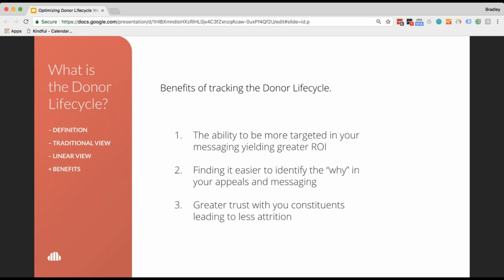And then lastly, if you're communicating better and you're sending more meaningful messaging to individuals and to donors and constituents, you would expect that you're going to get greater trust with your constituents, leading to less attrition.